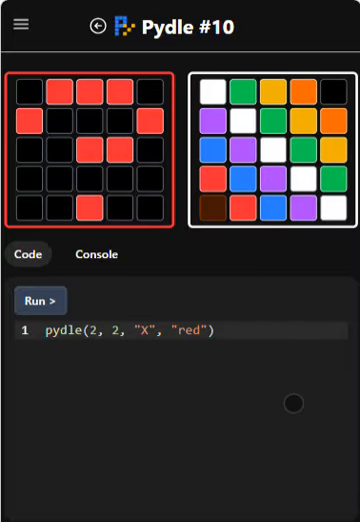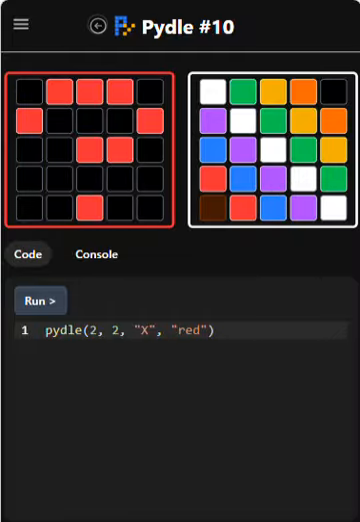Today's puzzle explores more of the colors. In Pydle, there are 9 colors. So we've got these diagonal lines in different colors. It's a little bit more complicated than we've had before, but see how you get on.